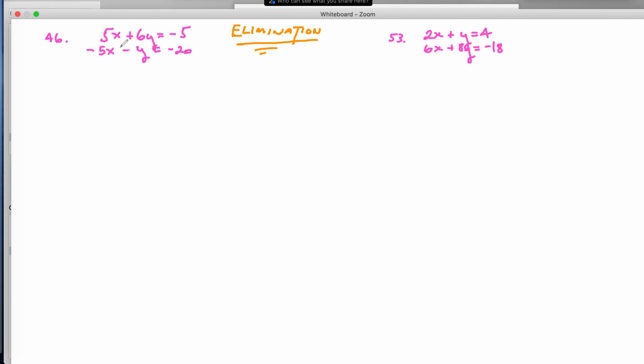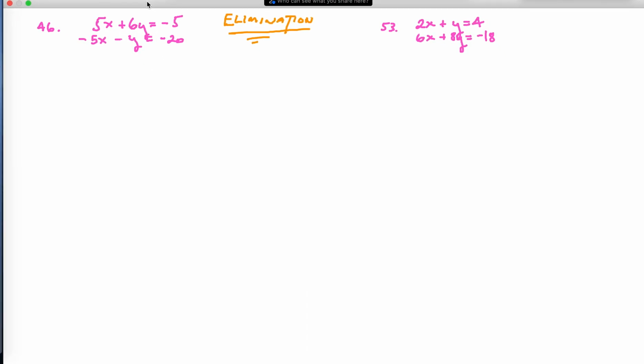Well, the first thing you want to make sure of is that you get it so that either the number next to the y in the top equation is the same as the bottom one, but with the opposite sign, or that it's the same number but with the opposite sign for the x's.